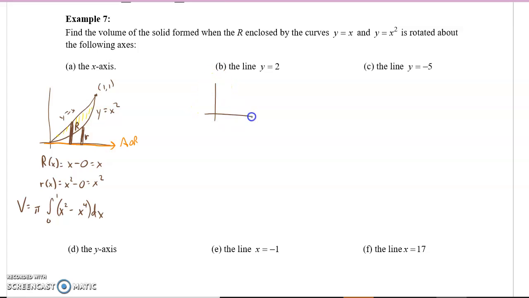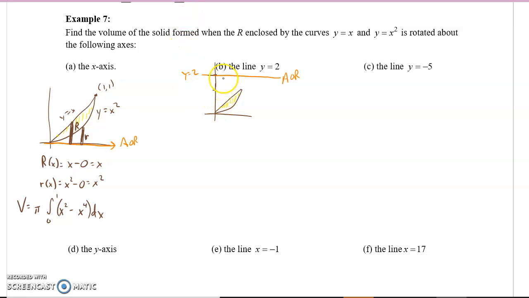So same region. This time the line of revolution is y equals 2. So let's keep that in orange. Let's stay consistent here. The AOR is y equals 2. Okay, so again, this shaded region does not lie right up against the axis of revolution. There's a gap in between them. So that means that it's a washer method.